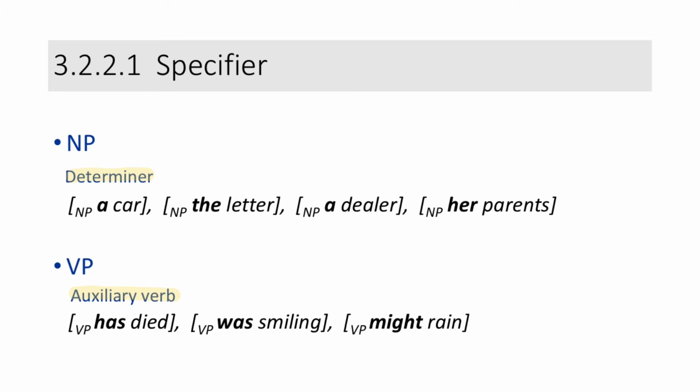So in the noun phrases like a car, the letter, a dealer, and her parents, the determiners, which are a, the, and her, are at the specifier position. Similarly, in the verb phrases like has died, was smiling, and might rain, the auxiliary verbs, which are has, was, and might, are at the specifier position.